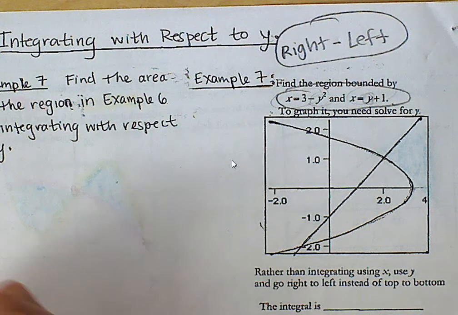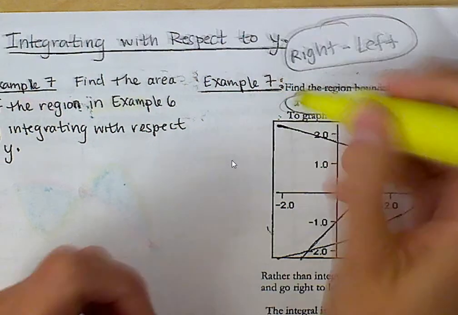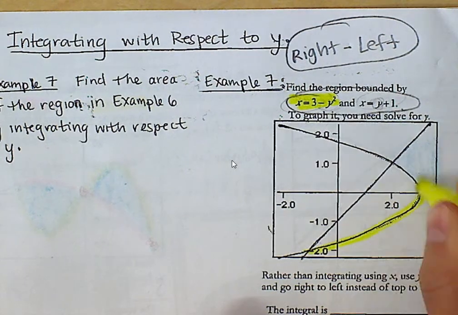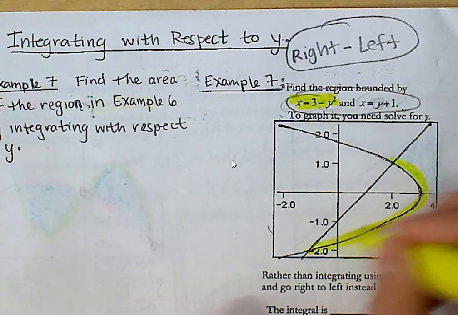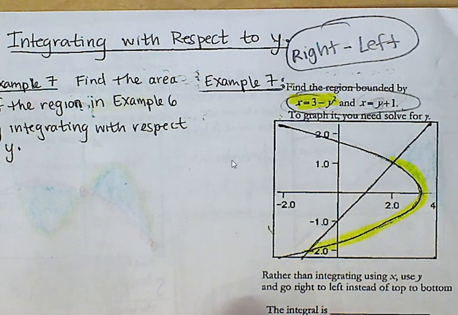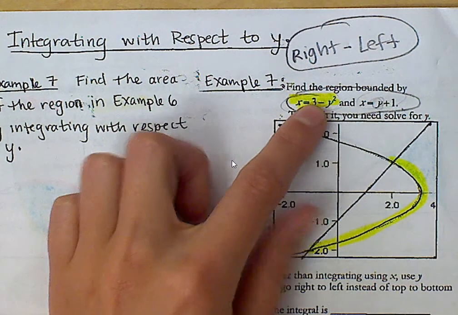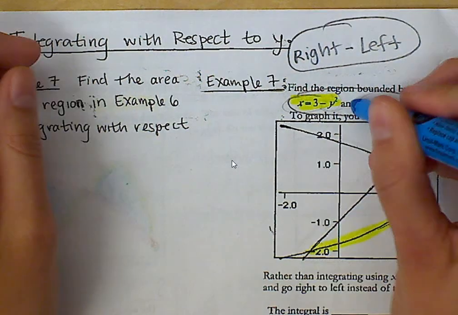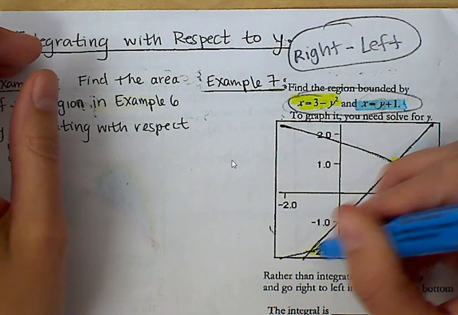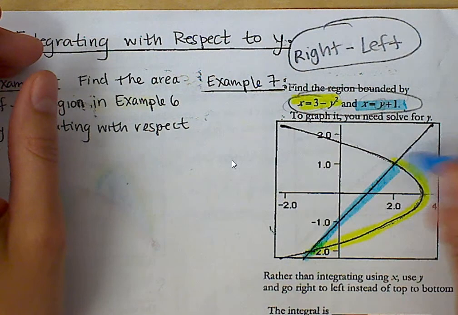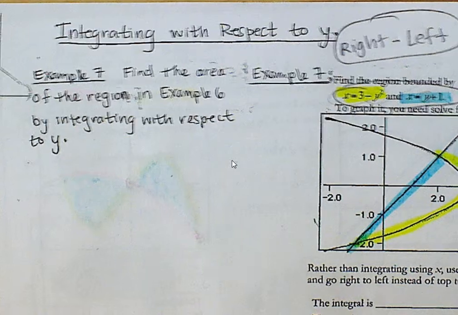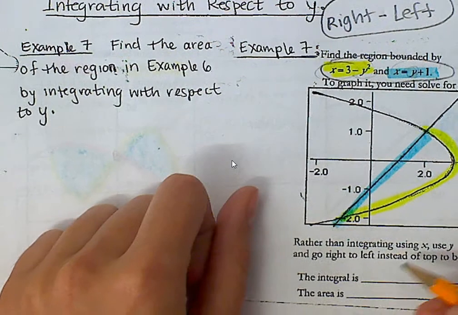So I'll highlight this function here. 3 minus y squared is this yellow one. It's a sideways parabola. It's one equation. We don't need the two square root functions like we would if we solve for x. And then this line, y plus 1, is right here. So I have the same right and the same left. The one other thing that's going to be different is now our bounds of integration.